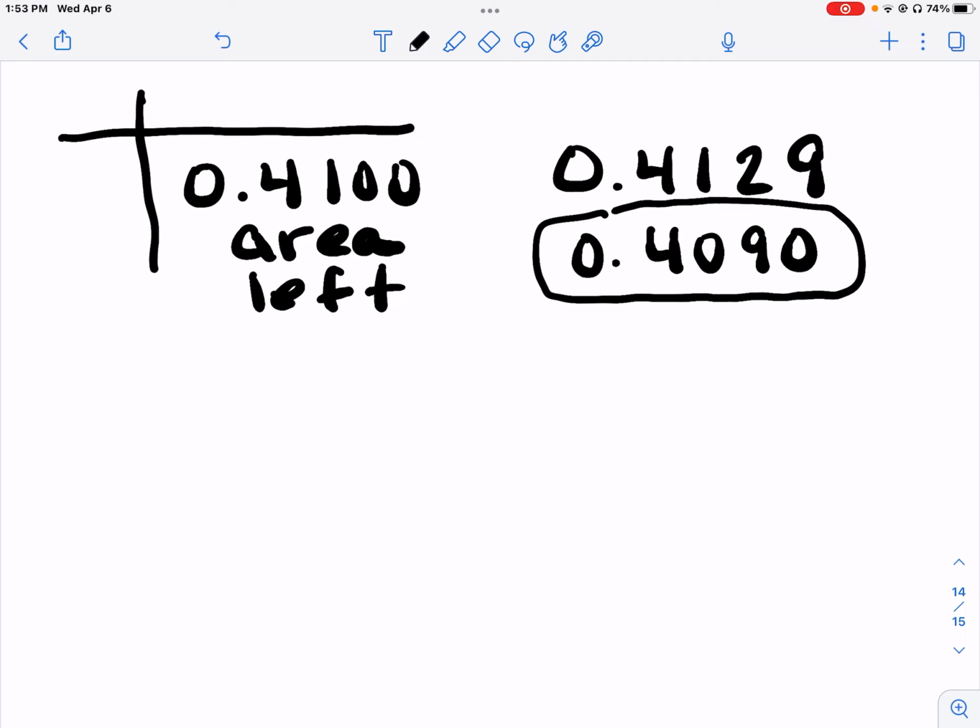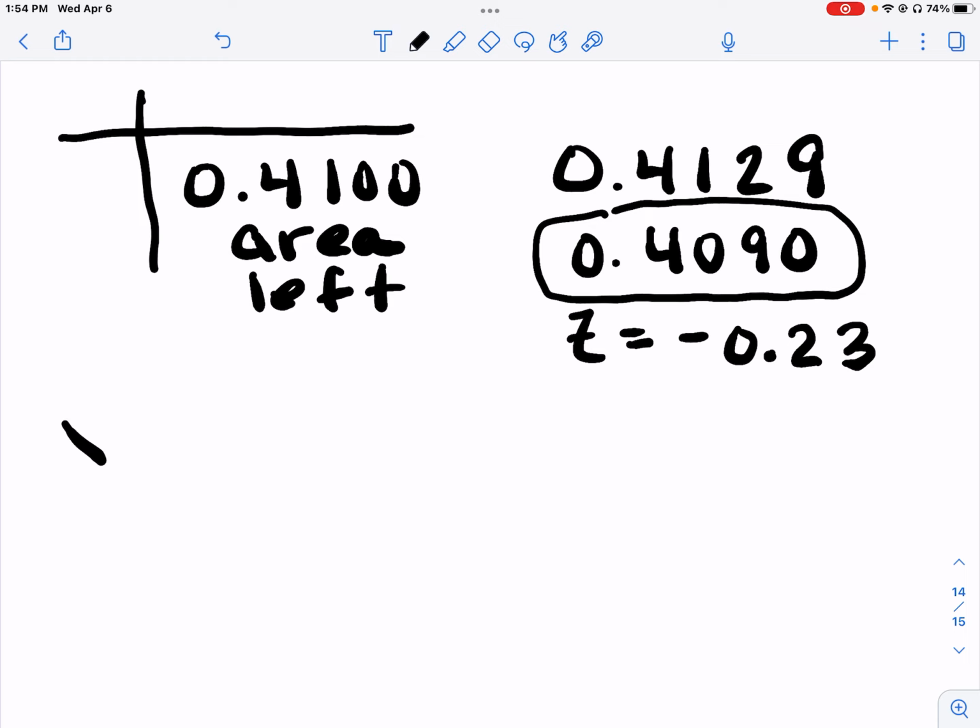0.4090 is closer. Look for the row and the column it's on. It's on the negative 0.2 row. And what column is it under? The 03 column. That tells us the hundredths is 3. Now that's the z-score. That's not somebody's actual test score. It wants the actual score.